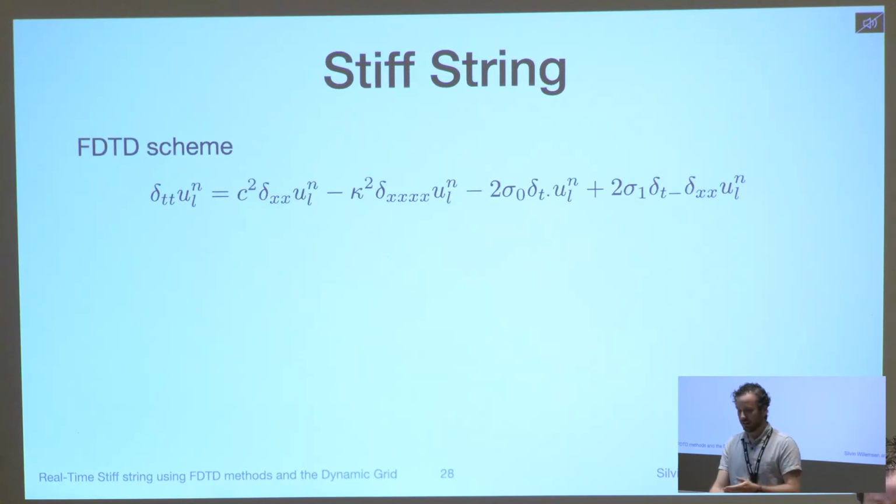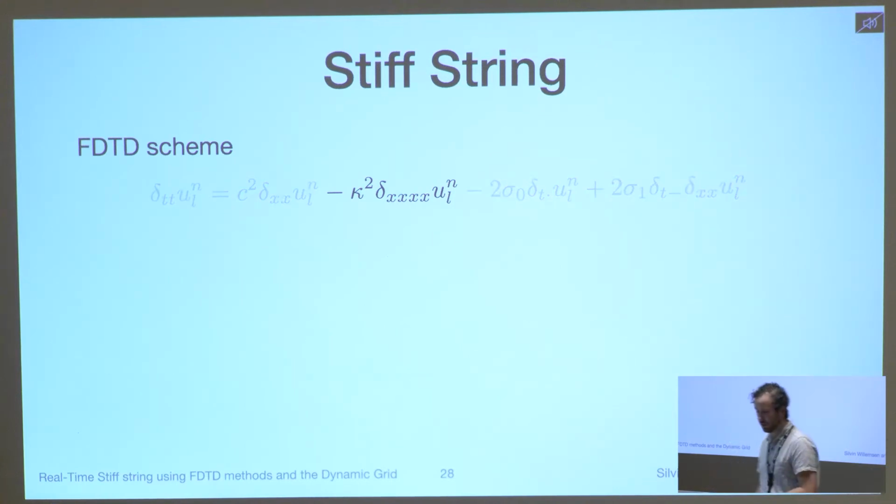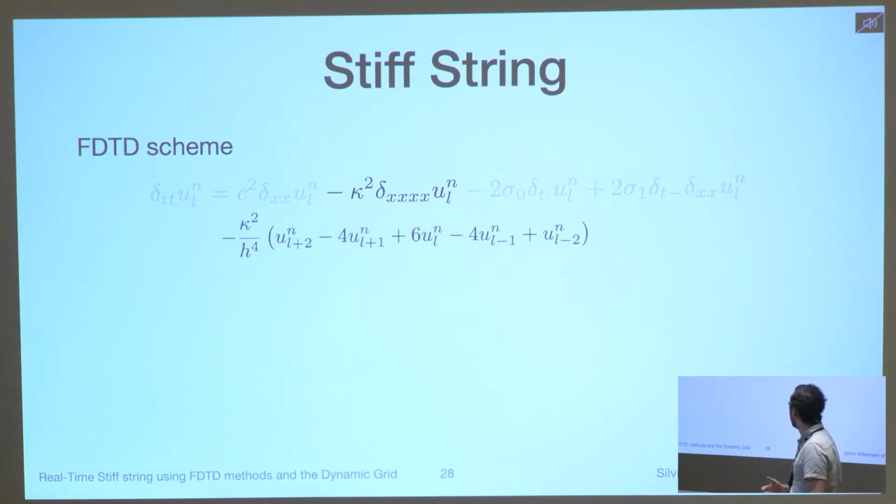So then we discretize this to our finite difference time domain scheme. And the most important part, or the most challenging part here, is to deal with this fourth order spatial derivative, the stiffness term. So we can see here that now instead of only one neighbor for each grid point, we need two neighbors at each grid point in order to calculate the system.